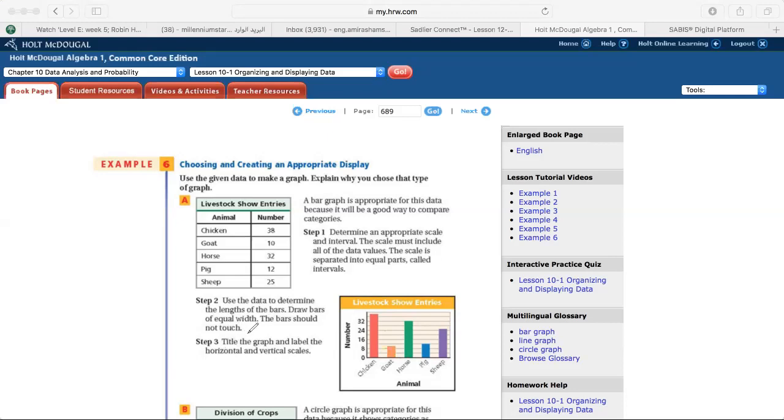Step 3, title the graph and label the horizontal and vertical scales. The graph is what here? Livestock show entries. So I'm going to write up here livestock show entries. And here I'm going to write the animals. And here I'm going to write the number. And then I'm going to plot the graph. Okay, girls? Let's watch together here.